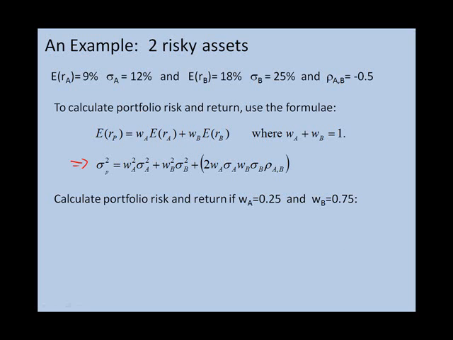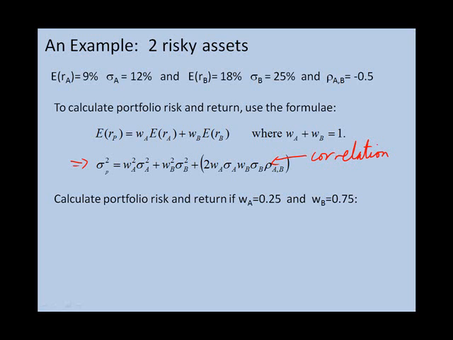The portfolio variance is going to be the weight in asset A squared times the variance of asset A, plus the weight in asset B squared times the variance of asset B, plus, and this is the correlation term, 2 times the weight in asset A times the standard deviation of asset A, times the weight in asset B, times the standard deviation of asset B, times the correlation between A and B. Rho is equal to the correlation. This is the formula to calculate portfolio risk in the case of two stocks.